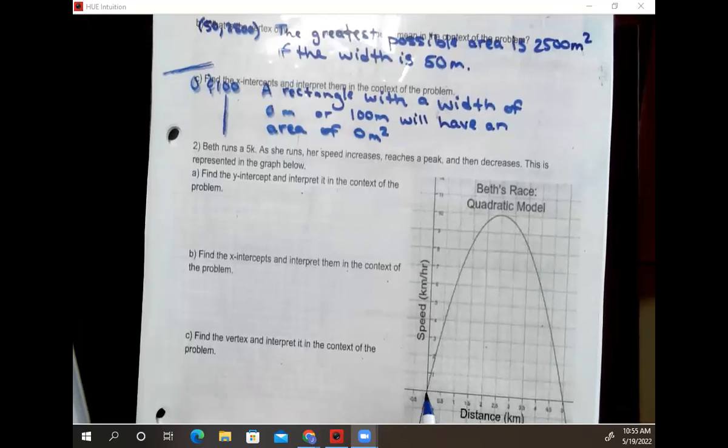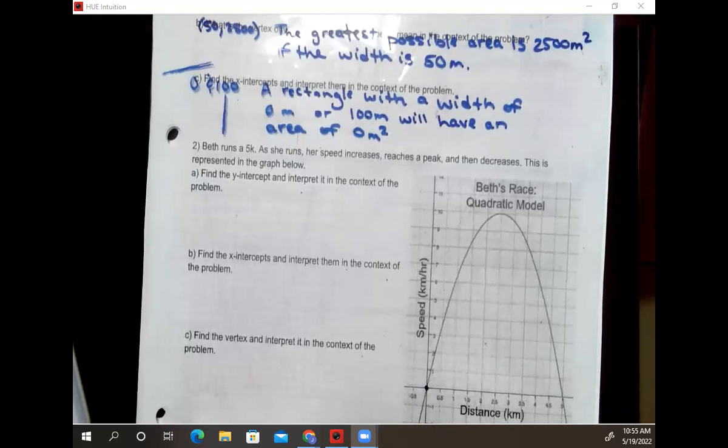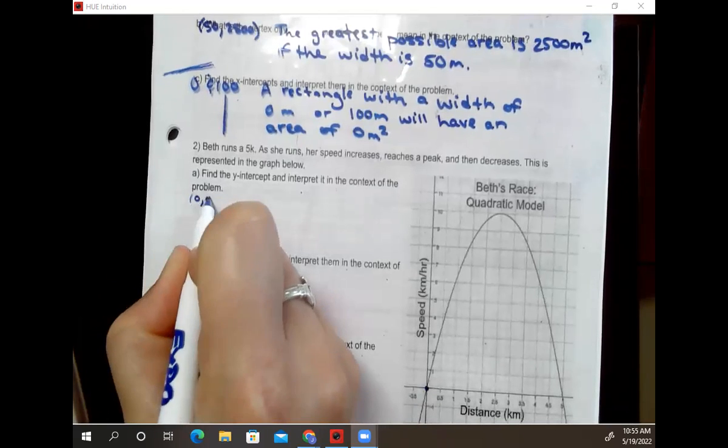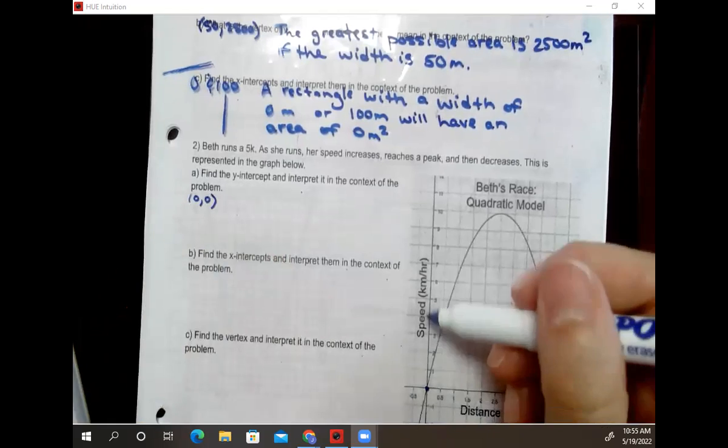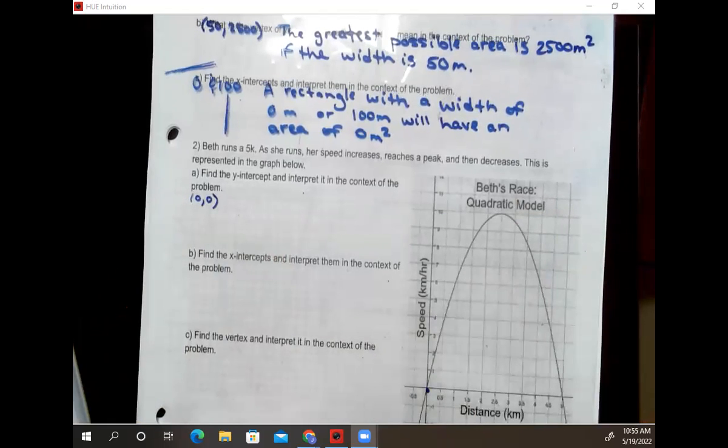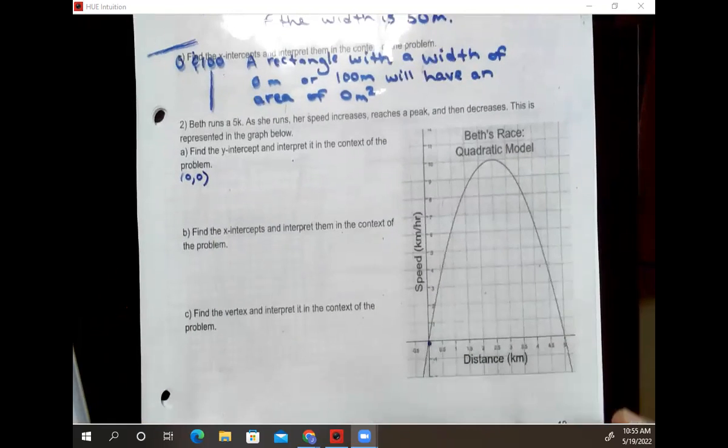So the y-intercept, where we cross the y-axis, would be right here. That's the point 0, 0. Our y number represents our speed. Our x number represents the distance that we've run for this 5K. So my y-intercept is 0, 0. So our speed is 0, and we've also run 0 kilometers so far. In the context of our problem, what does that mean?